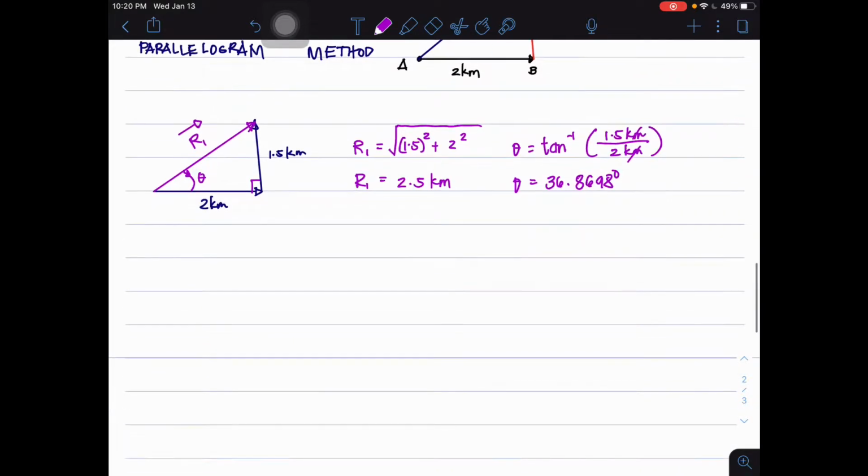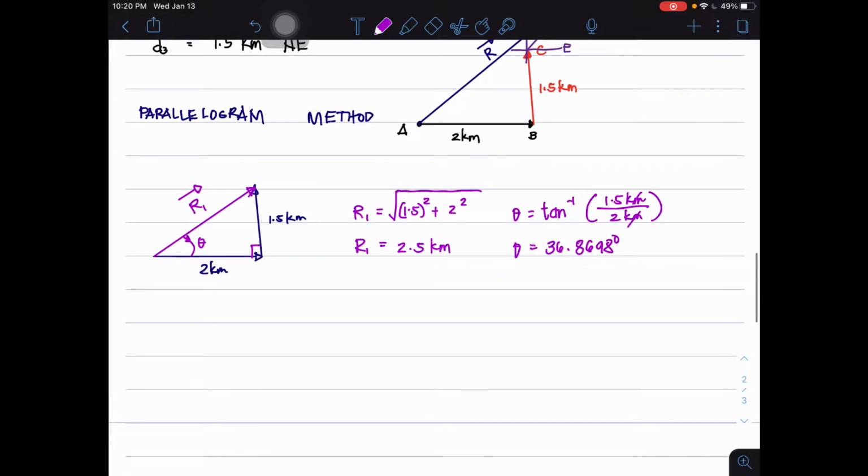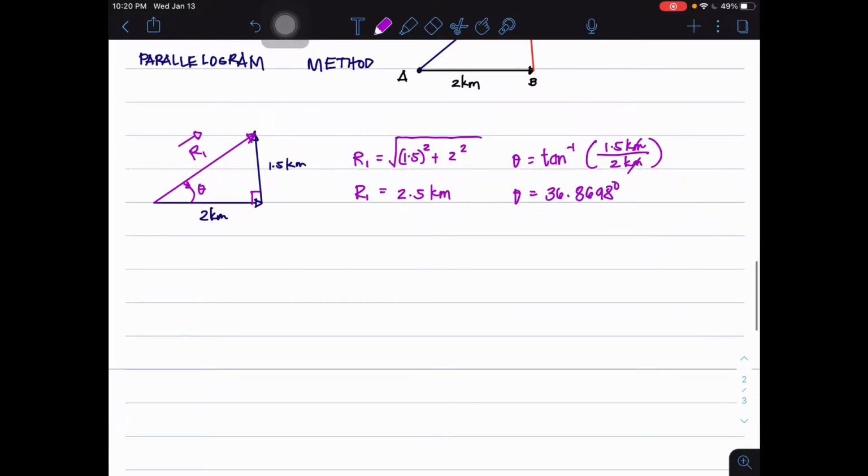Now, after that, you're going to get the resultant vector of, so here is your R1.